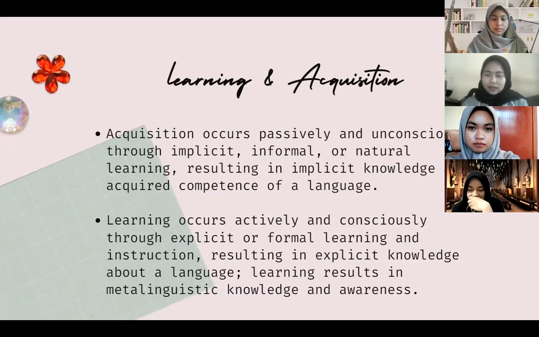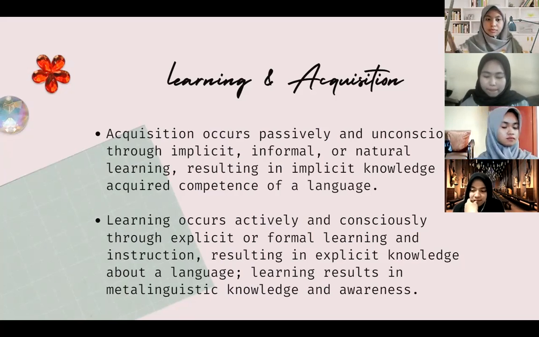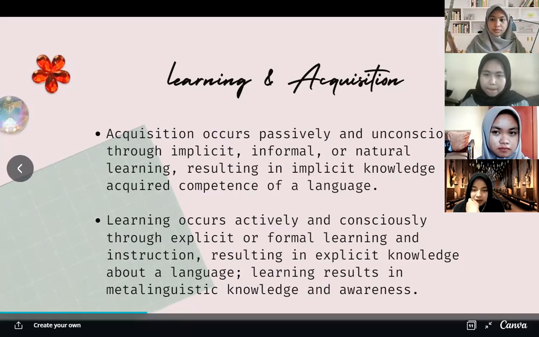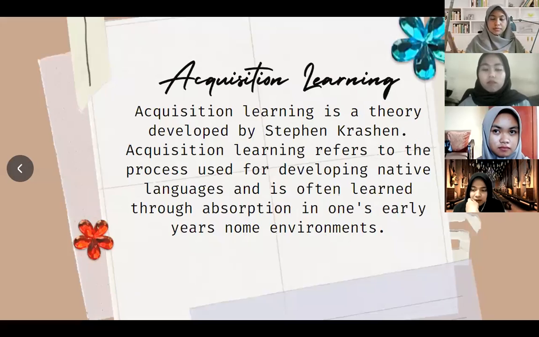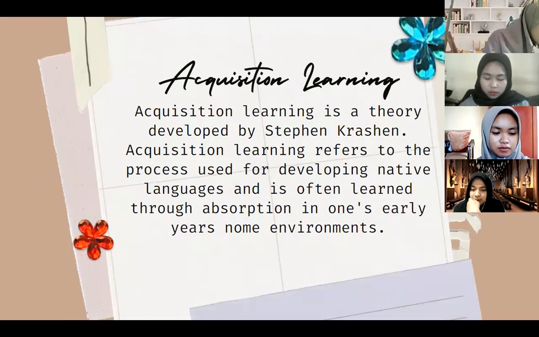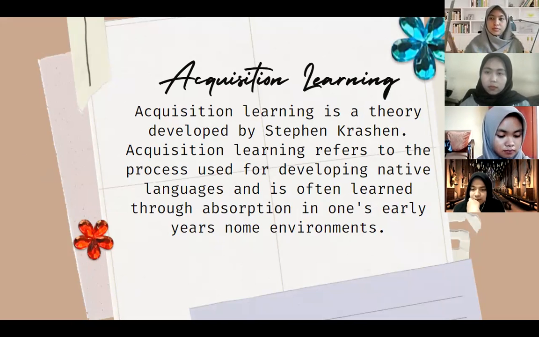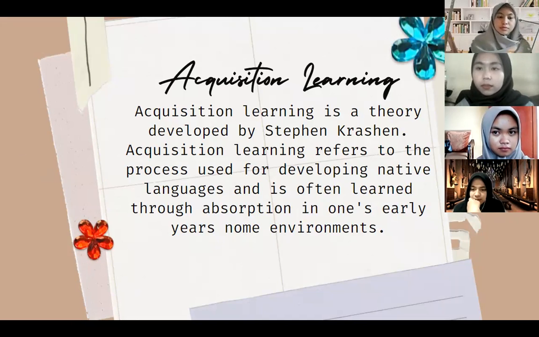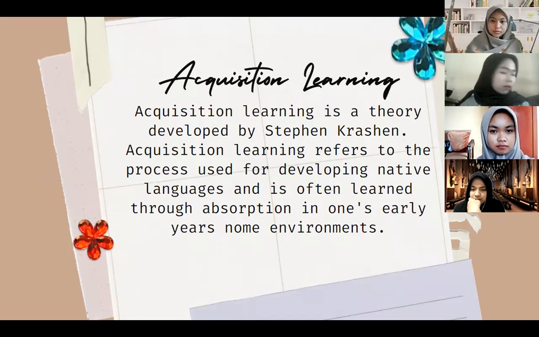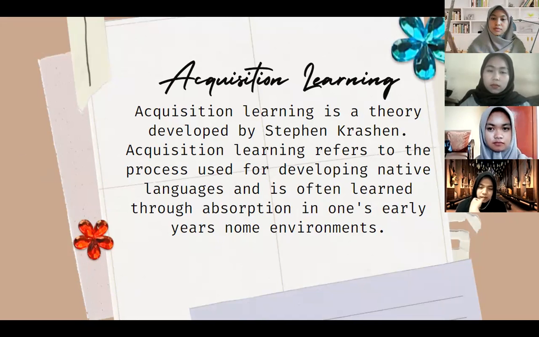Okay, thank you Nyimas for the explanation. So next will be explained by Nadia. Okay, I would like to explain about acquisition learning. Acquisition learning is a theory developed by Stephen Krashen. Acquisition learning refers to the process used for developing native language and is often learned through observation in one's early years, non-environment.